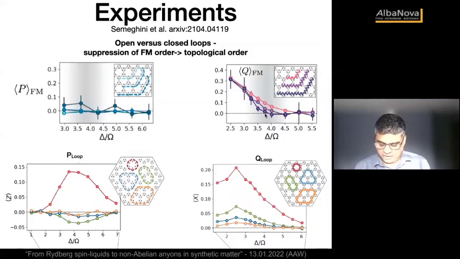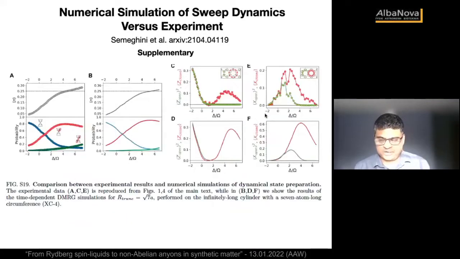Okay, and so again, I won't go into too many details, but we can simulate this whole process dynamically, and the numerical simulations agree fairly well with the experiment, at least the overall trends, although as you can see, the experiment, as you would expect, has smaller coherence than the numerics. But you see roughly the same kind of trends. So we really believe we know what is happening in this particular experiment.